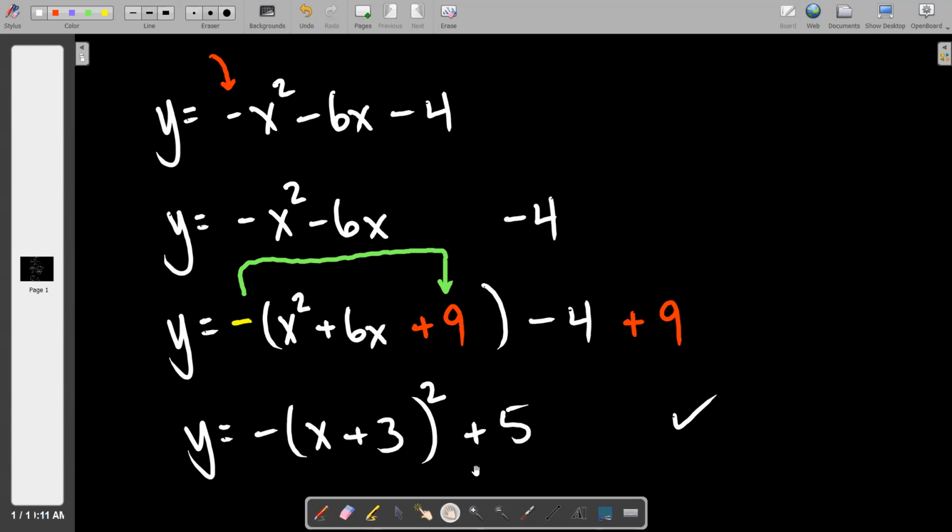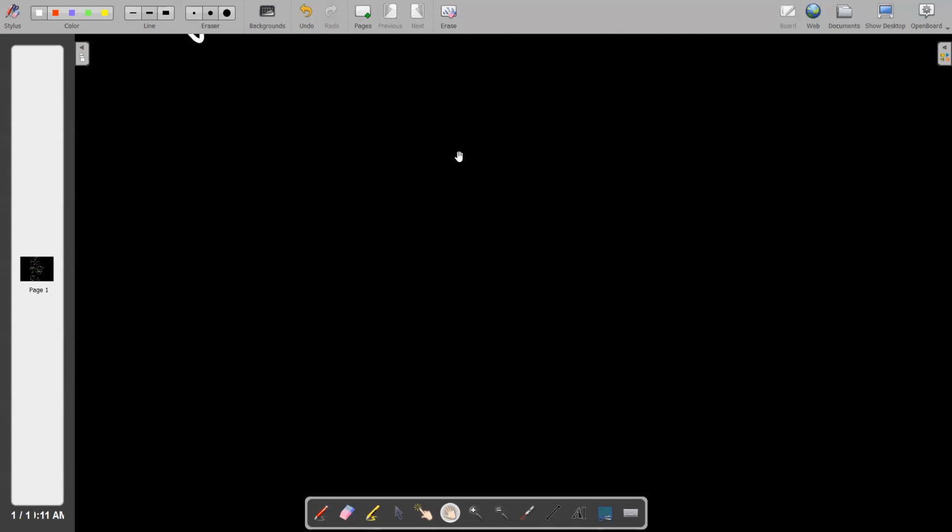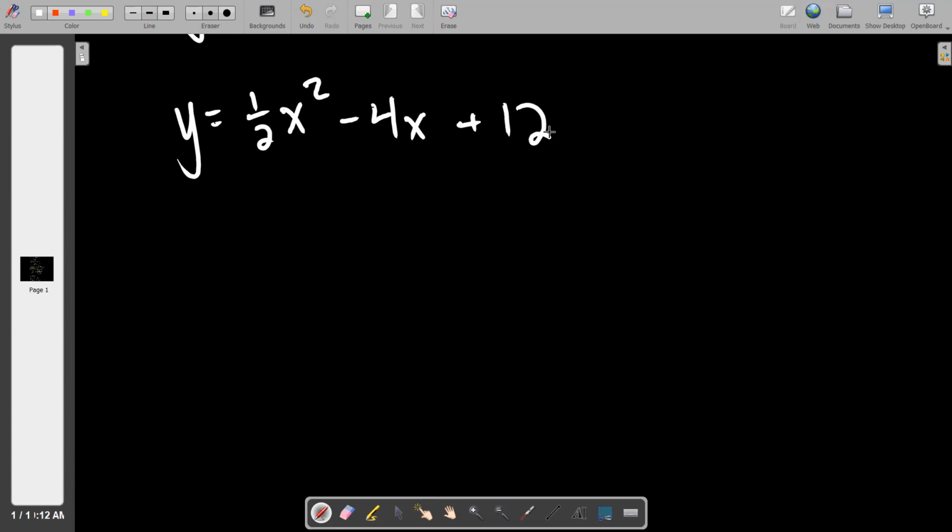Next one. Just trying to scaffold this up. Okay, the next 3 are just going to get progressively harder until we get to the point where I can't really make them harder than the 3 examples from that. So once we get it, we get it. So this one is y equals 1/2 of x squared minus 4x plus 12.